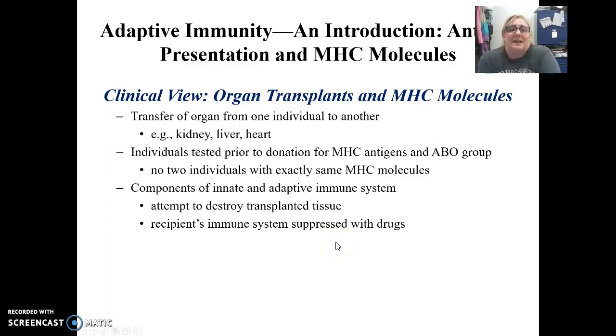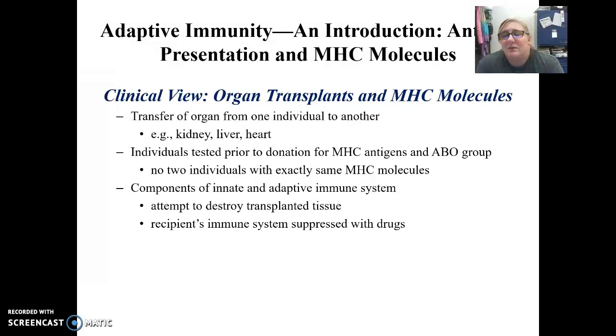So, like I said, MHC molecules are unique to each individual, unless you're an identical twin, in which case you would have the same MHC molecules. But otherwise, typically we have unique MHC molecules. And this causes problems because our immune system knows the difference between our MHC molecules and non-MHC molecules. And because of this, organ transplants are more difficult.